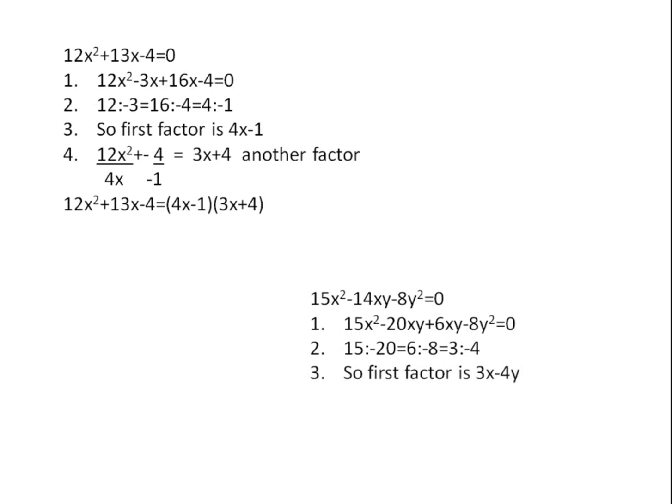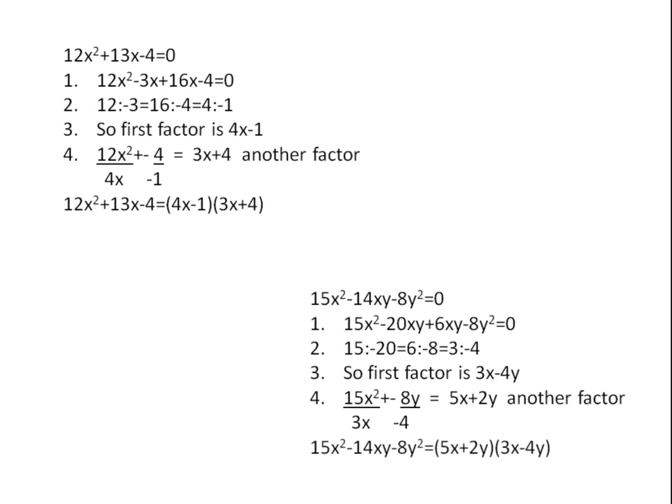And one more thing: 15x square by 3x, minus 8y square by minus 4y. So that gives us 5x plus 2y. Sorry, here there is a small mistake. Here, 8y square, instead of 8y square I wrote 8y, and minus 4 instead of minus 4y. So kindly take that into consideration. So 5x plus 2y is our second factor. So 15x square minus 14xy minus 8y square is equal to 5x plus 2y into 3x minus 4y.